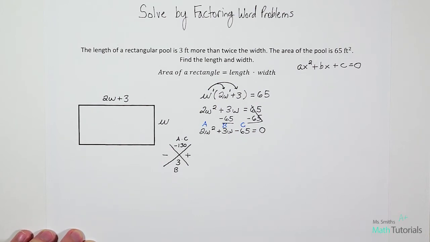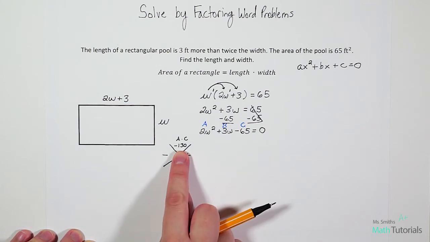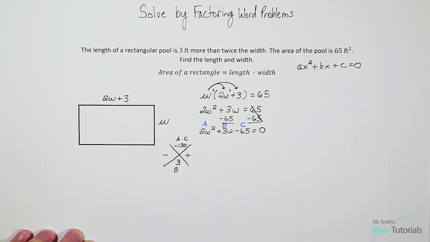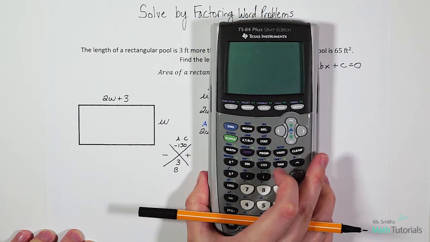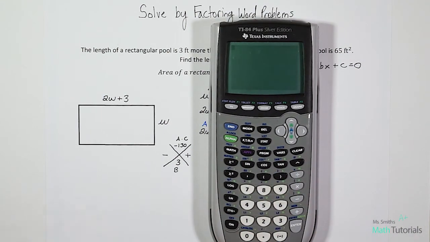So now I just need to think, okay, I've got my signs. What are my numbers? There's a lot of things that go into 130. How do I know which ones are going to be the right ones? This is where our calculator really comes in handy. So I'm going to show you a trick on here to quickly find our factors. Because we could sit and guess and check for a long time. It's just too time consuming.